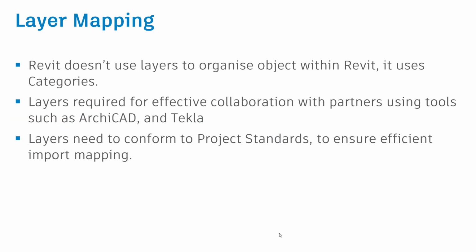So looking at layer mapping, Revit doesn't use layers in the conventional sense. It uses categories. I'm sure you're all aware of that. But pretty much every other software out there uses some sort of layer or level convention, depending if you come from MicroStation or Bentley.